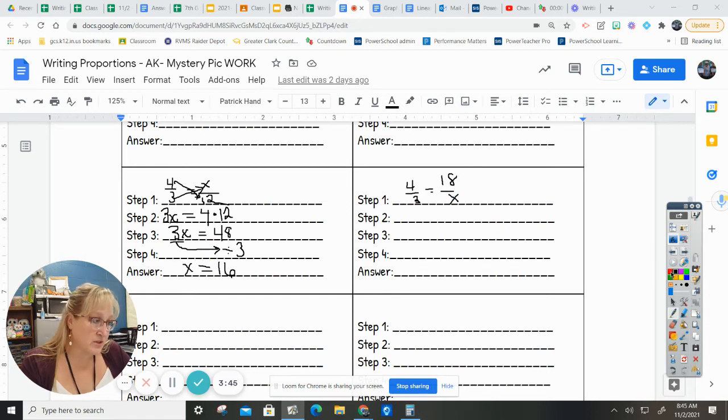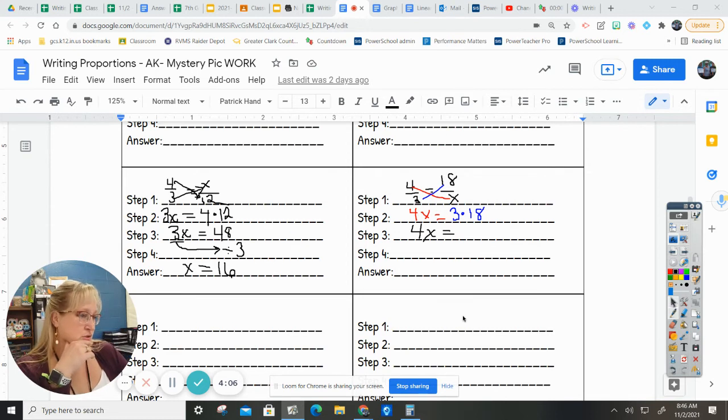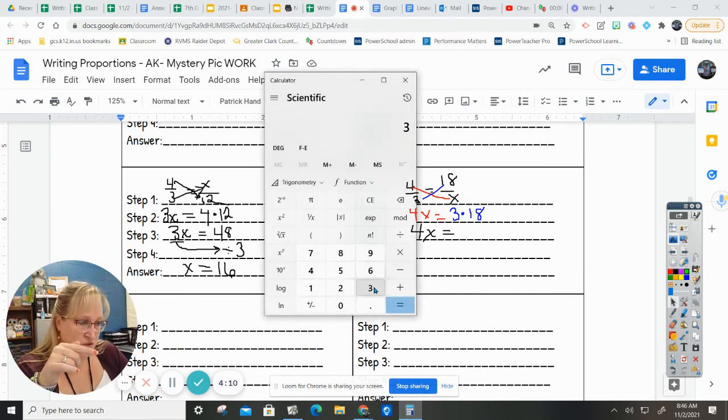Going to use my cross multiplication. 4 times x goes on one side of the equal. 3 times 18 goes on the other side of the equal. I'll say it again. 4x just still means 4 times x is 4x. But 3 times 18, I'm not sure of. 54 maybe? But let's try. 3 times 18, 54. I was correct.